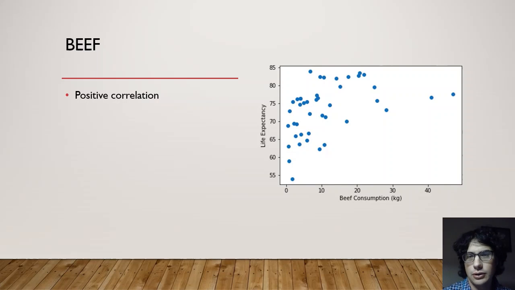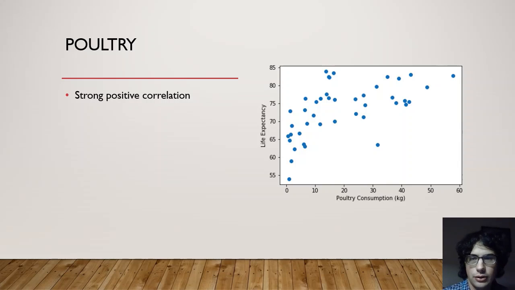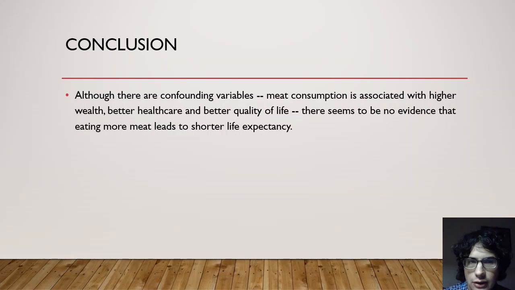Beef has a positive correlation, which flattens out faster than pig does, but is still positive. And poultry also shows a very strong positive correlation between poultry consumption and life expectancy. So even when splitting up between different kinds of meat, there's no change in our result. The conclusion is, although there are confounding variables, meat consumption is associated with higher wealth, better health care, and better quality of life, there seems to be no evidence that eating more meat leads to shorter life expectancy. It's not conclusive, like I said, there are confounding variables, but based on what I've seen, I could definitely not say that eating meat could lower your life expectancy.